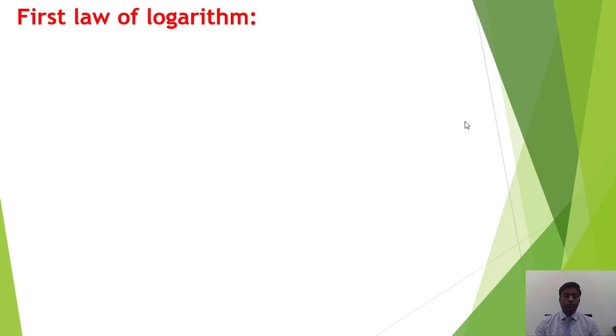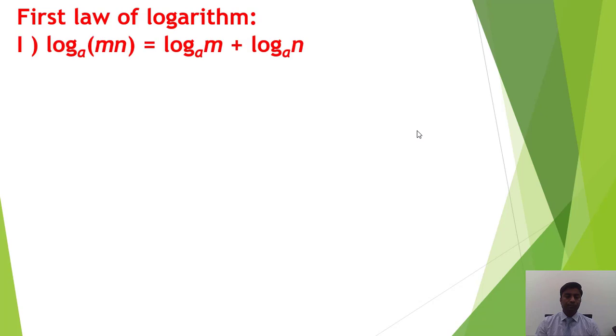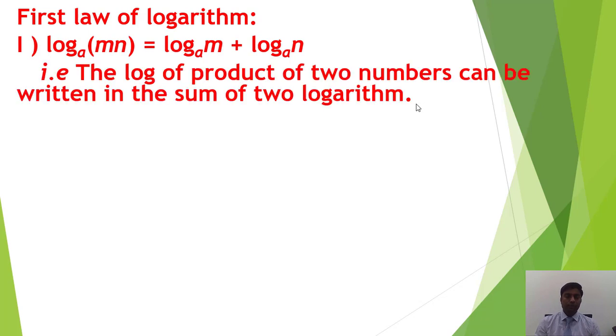Now we move towards the first law of logarithm. Log mn to the base a is equal to log m to the base a plus log n to the base a. That is, the log of the product of two numbers can be written as the sum of two logarithms. Proof.